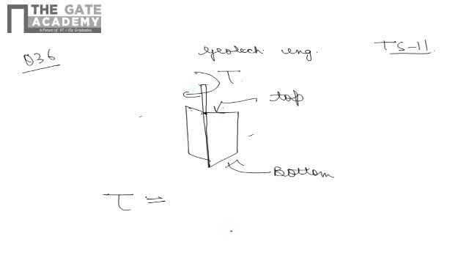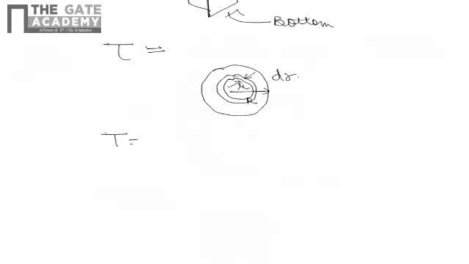Now if we talk about the top and bottom surface, since both are symmetrical, we will analyze only one and multiply it by 2. Since it has a radius of capital R, and if we consider a small section at a distance of small r, which has a thickness of dr, then the torque applied will be transmitted like area multiplied by stress, that is shear stress multiplied by 2 pi r dr.